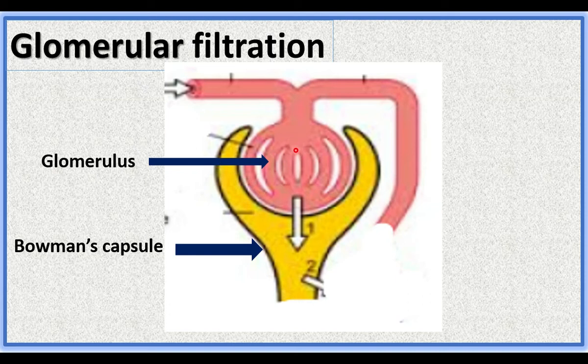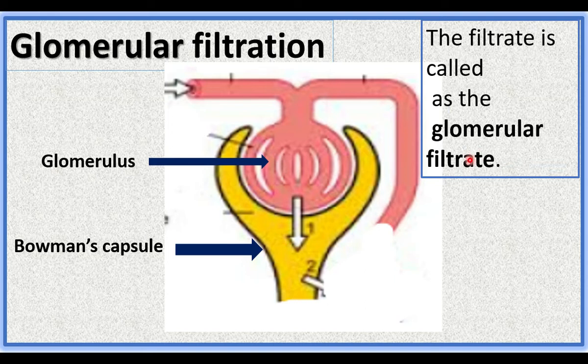The substance after filtration reaches inside the Bowman's capsule. Then the waste materials filtered pass through the tubular part. The substances which are filtered in glomerular filtration is called glomerular filtrate. So the glomerular filtrate comes to this area and flows into the tubular part. While filtering the waste materials, that is useless materials, some of the useful materials are also filtered.